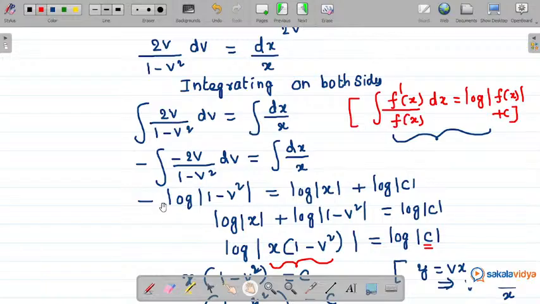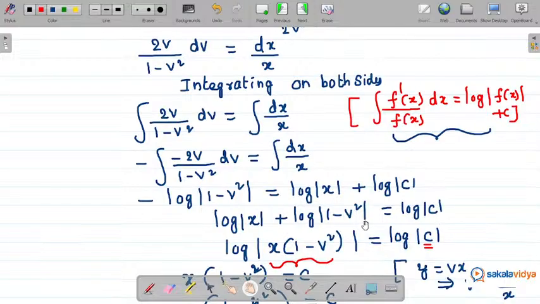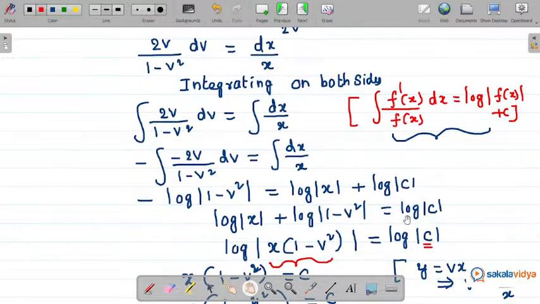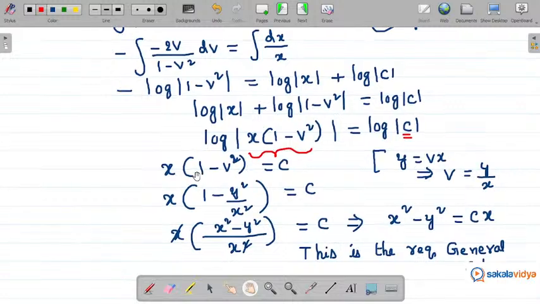So take negative log mod 1 minus v square to this side, log c to that side; whether it is negative or positive makes no difference. So let us write log mod c itself. So log mod x plus log mod 1 minus v square is equal to log mod c. Log a plus log b is equal to log of ab. So log mod x into 1 minus v square is equal to log mod c. So comparing on both sides we get x into 1 minus v square is equal to c.